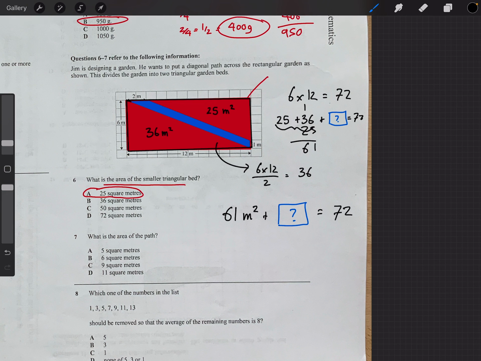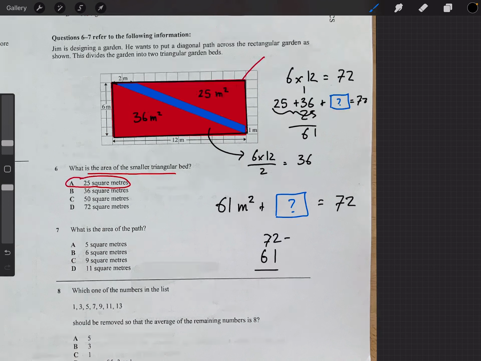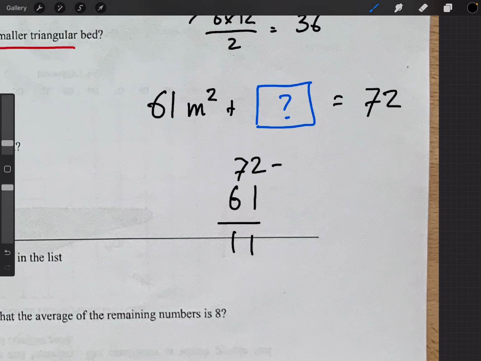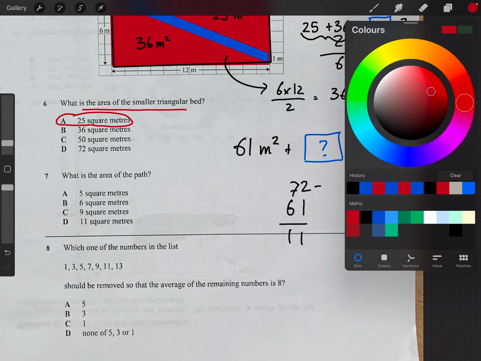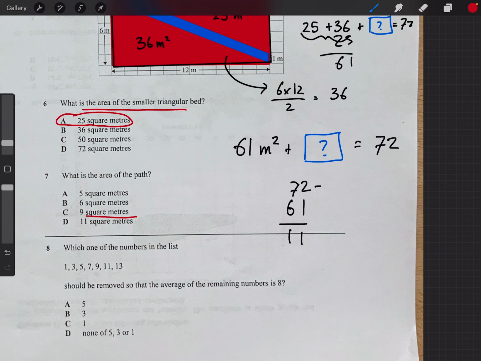So what we're going to do is find the difference. 72 take away 61. Let me see what we get. We get 11. And the blue path must be 11 meters squared, which is answer D.